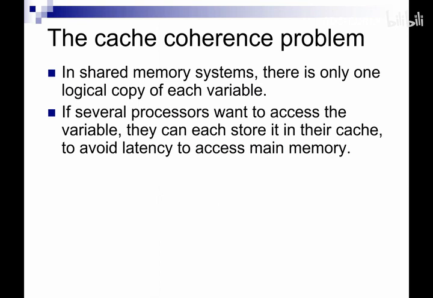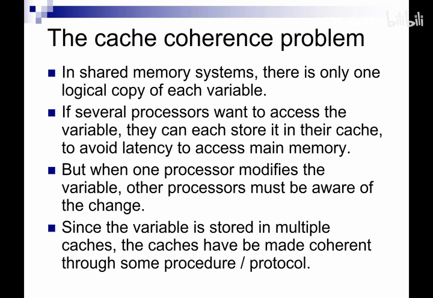So remember that caches play an important part in making communication systems more efficient. In a shared memory system, we know that there's only supposed to be one logical copy of each variable. However, if several processes want to access the variable, then each of them can store a copy of the variable in their cache. This way, when they access the variable, they can simply read it from their cache, which is much faster than accessing the variable from main memory. And so this improves the efficiency of the memory system.